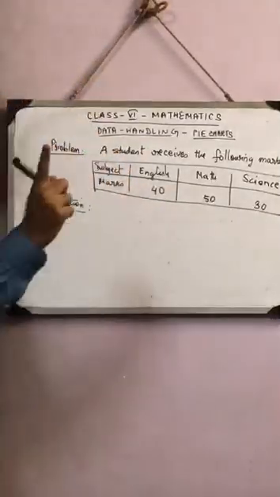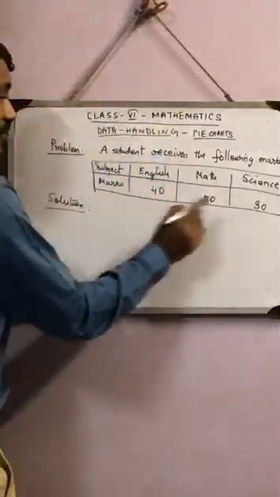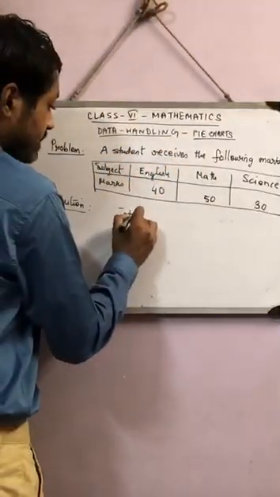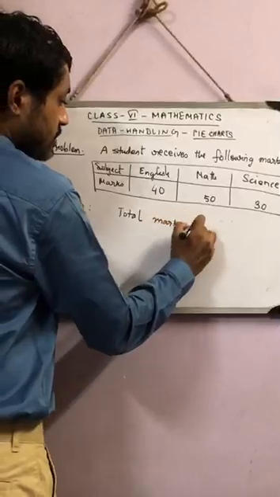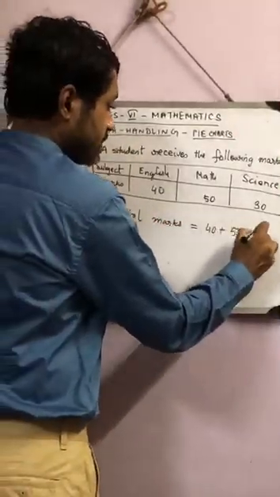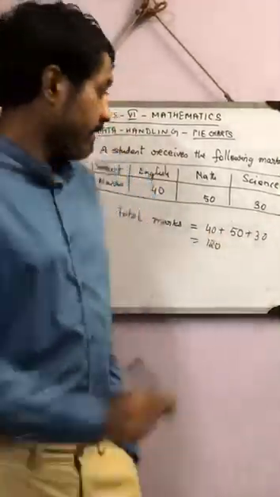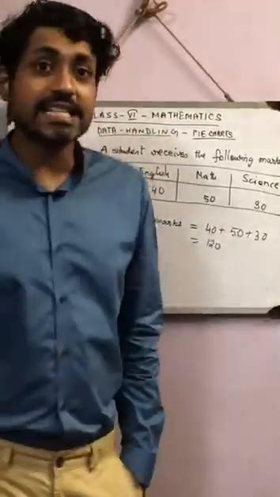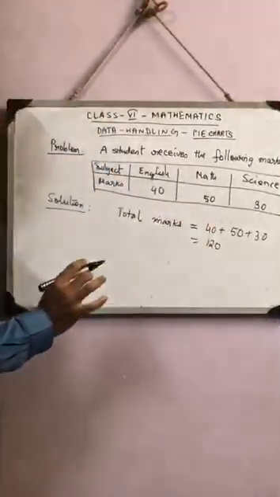So what was the first step? If you remember correctly, we were supposed to add all the values. So we were supposed to add and get the total value. Therefore, total marks equal to 40 plus 50 plus 30 equal to 120. 40 plus 50 is 90, 90 plus 30 is 120. So this is the total marks.